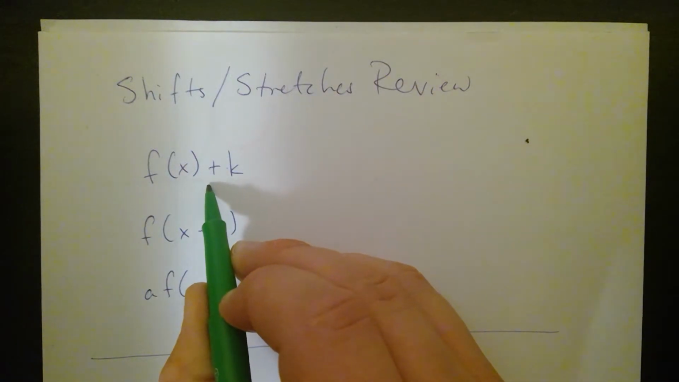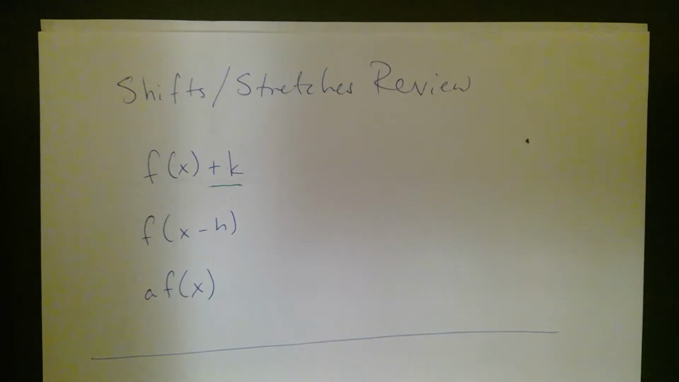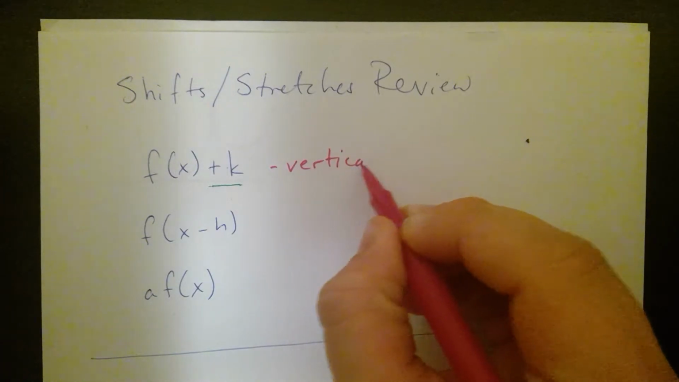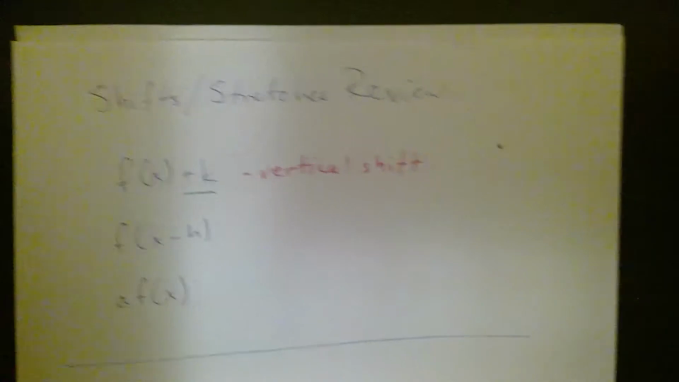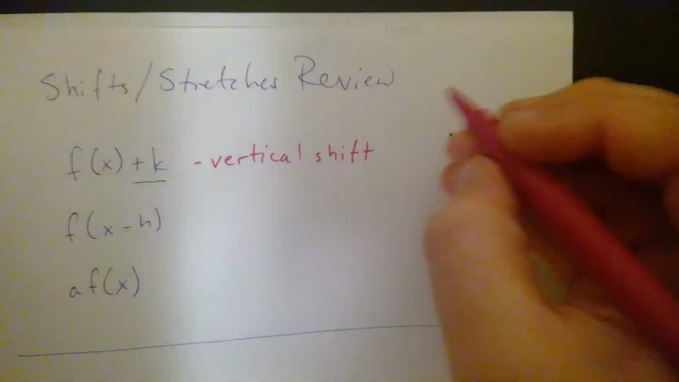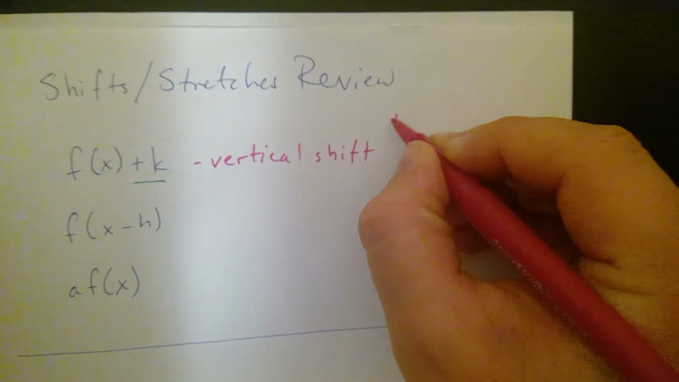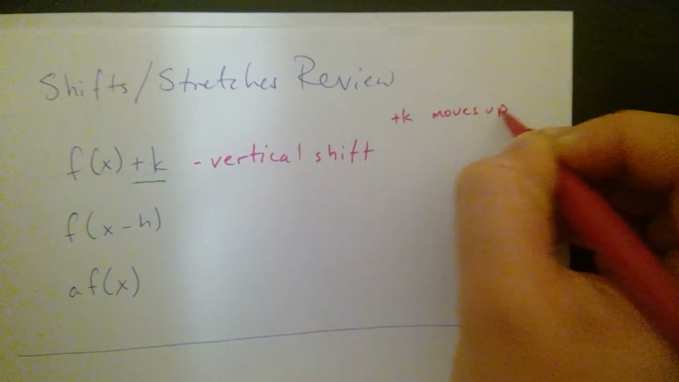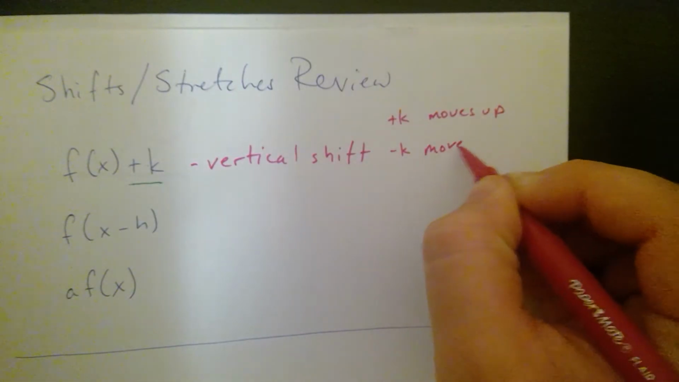If we have something that is added to the outside of our function notation, that's going to give us a vertical shift. If k is positive, so plus k moves up, minus k moves down.